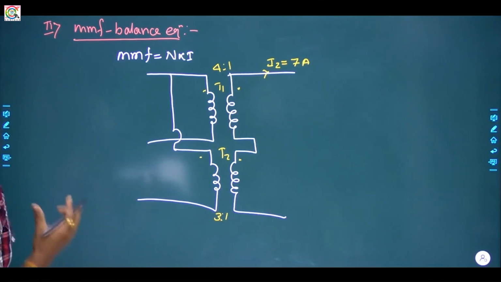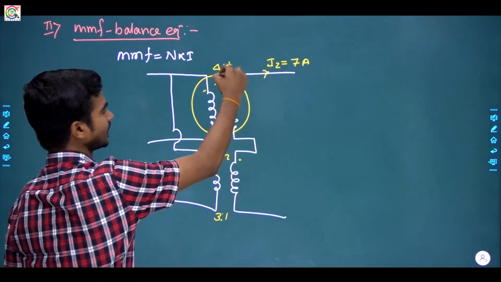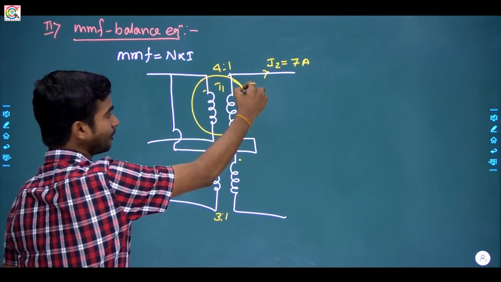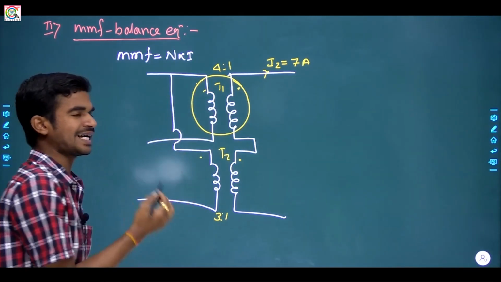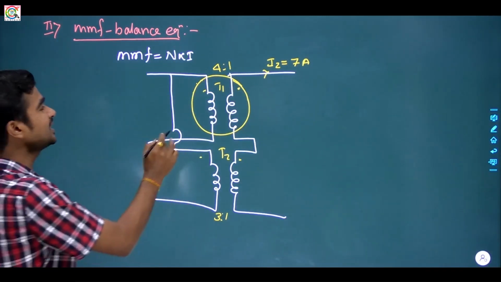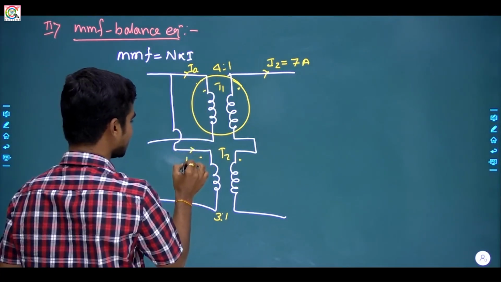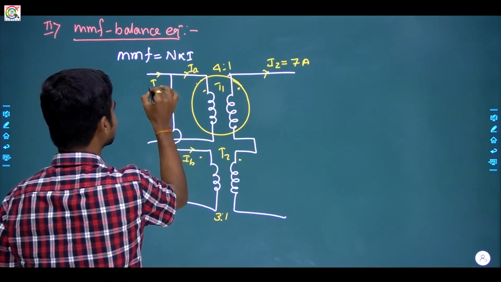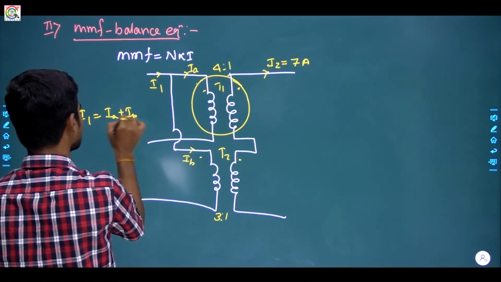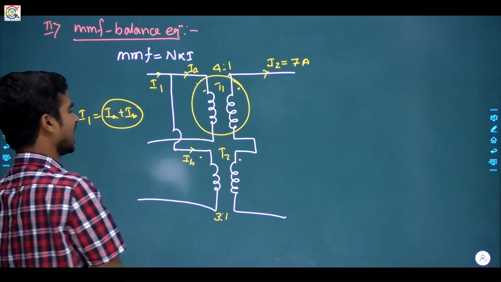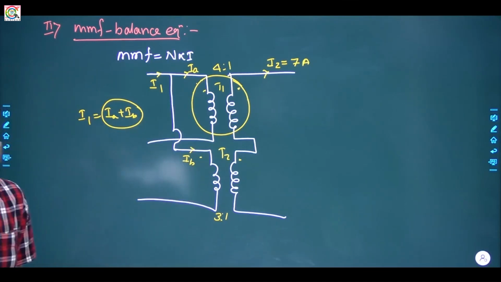Okay. So what do we have to find from the MMF balance equation? I know that in the transformer T1, the load MMF must be equal to the source MMF. The primary side MMF must be equal to the secondary side MMF. Okay, so from this data you can find this current. Suppose this current is IA and this current is IB. So combiningly this current, that is I1, will be given by IA plus IB. IA and IB are the primary currents of the transformer T1 and transformer T2.